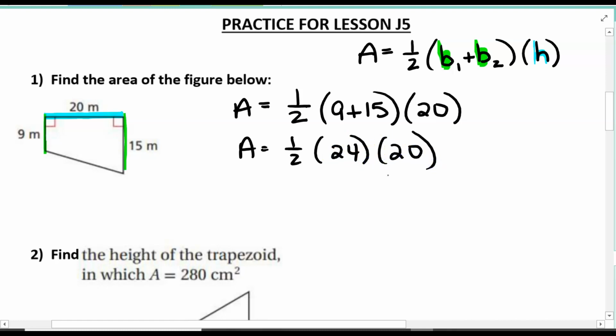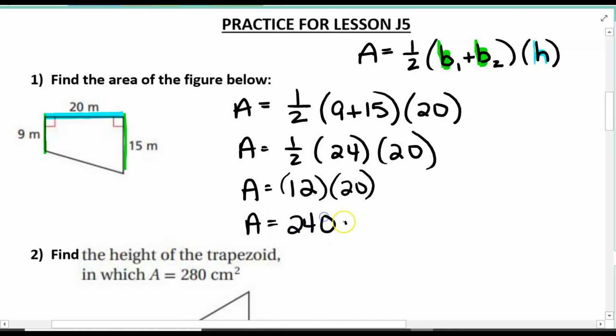I can go even further. I can multiply either the 24 by 1/2 or the 20 by 1/2, or find 24 times 20 and then cut that in half. So no matter what, I only multiply two things and not distributing anything here. So 1/2 times 24 is 12. 12 times 20 gives me an area of 240, and in this case, that's meters squared.